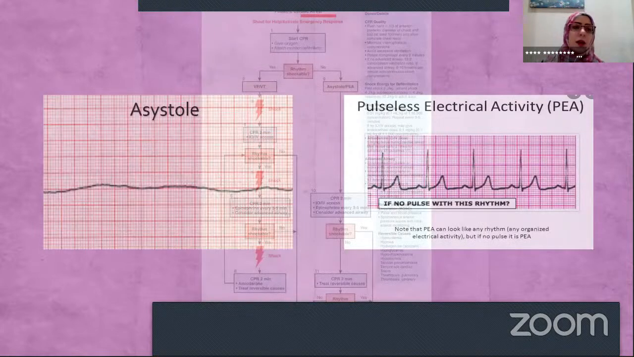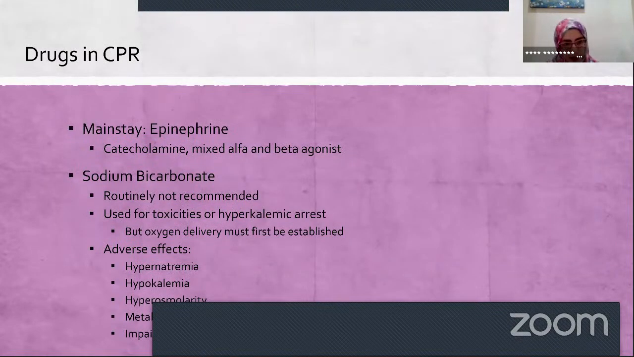Your Nelson Essential book talks about the drugs in CPR. I'm not going to bore you much with this because you can study it by yourself, but it's only important to know that epinephrine is the most important drug during CPRs. You will give this epinephrine to pulseless patients when you're providing CPR. If the rhythm is shockable, or even if the rhythm is unshockable, you can give the epinephrine. It's very important. And it's important to note that sodium bicarbonate is not administered routinely, okay?